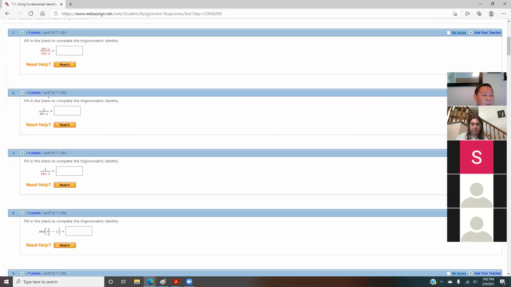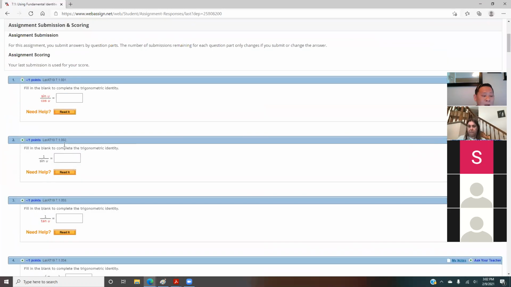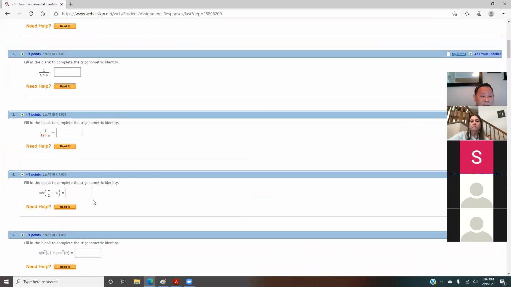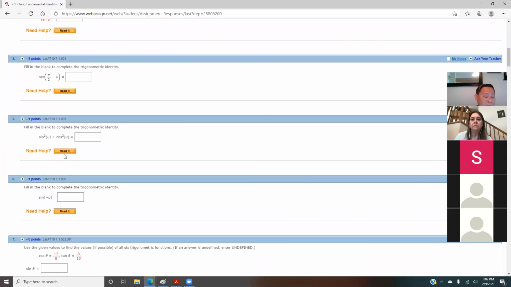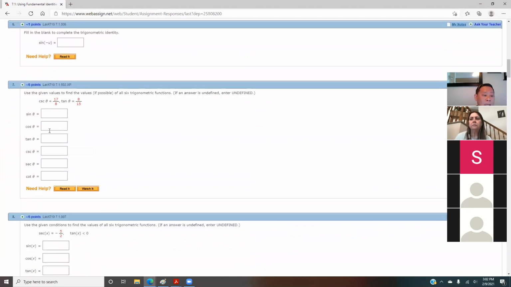Now, the first few are all pretty straightforward, where you use the identity to write down the answer. Again, pi over 2 is the same thing as 90 degrees. This one is using a Pythagorean identity. Again, here you have to use your SOHCAHTOA. So tangent theta is 8 over 15. Cosine theta is 17 over.